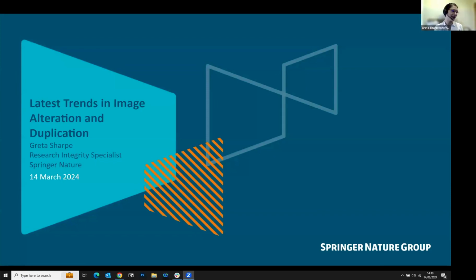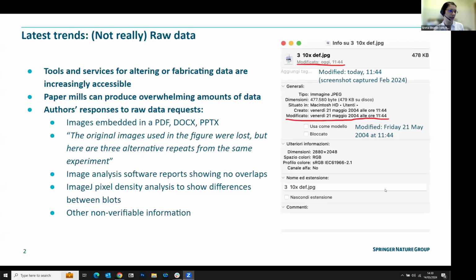Thank you, Jana. Hi, I'm Greta. As Jana mentioned, I'm the research integrity specialist at Springer Nature, working with data and image manipulation. So I'm mostly focusing currently on raw data checks for articles that have been flagged as potentially problematic.